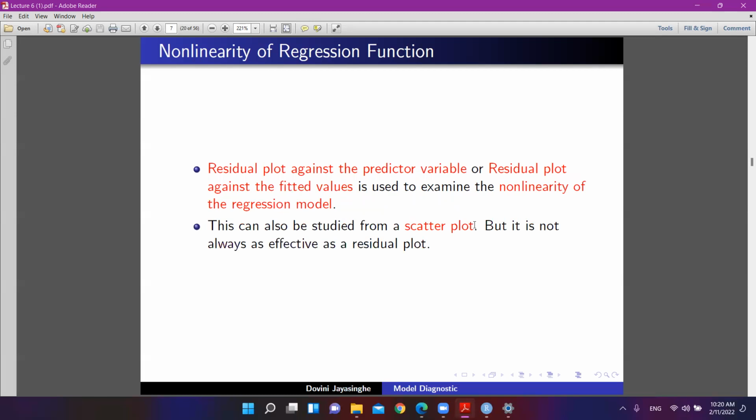We'll see how. This can also be studied from the scatter plot, but it is not always as effective a way as the residual plot. Even by looking at the scatter plot, you can see whether there's a linear or a non-linear relationship, the initial scatter plot, x versus y. But usually in model diagnostics, we go for the residual plot, not the initial scatter plot between x and y. Even this can give some idea, but the most effective way is going for the residual analysis, the residual plot.